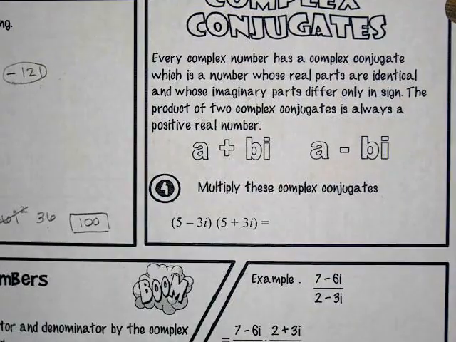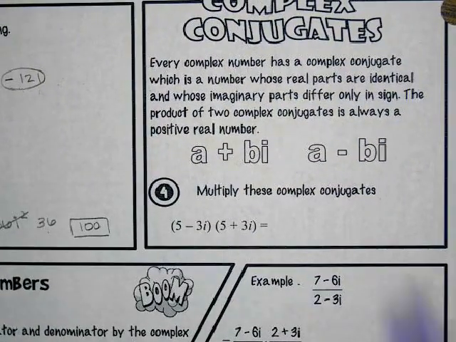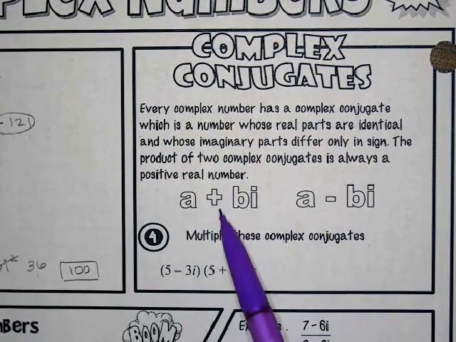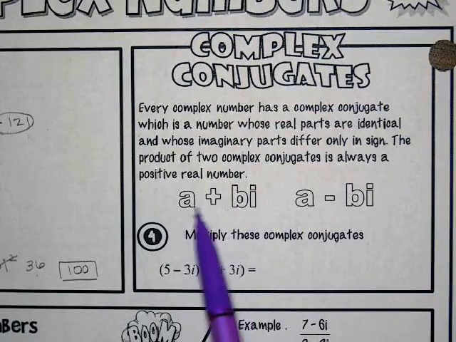The first part of dividing complex numbers that we have to look at before we go further is we have to make sure that we are comfortable with conjugates. So conjugates are just taking a complex number.